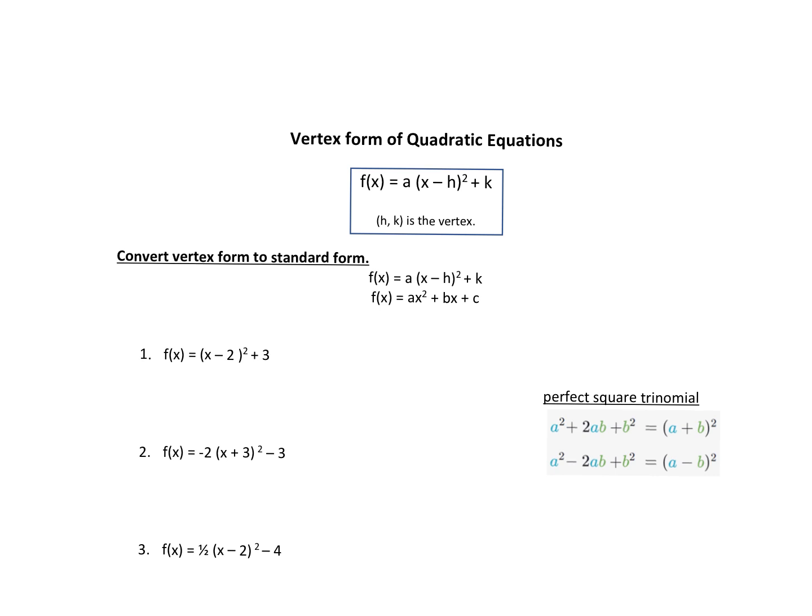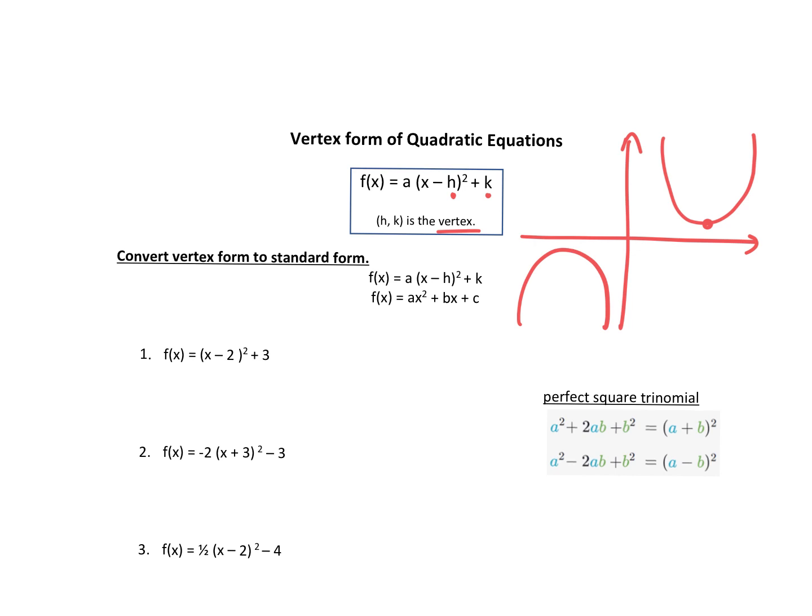the vertex form, right? f of x will be equivalent to a times (x minus h) squared, and add k. So it's a pair that you can see, the h and the k in the equation, which is the vertex, right? It's a point of the parabola. So the lowest point or the highest point of the parabola is the vertex. Okay, so we are given a vertex form, and we try to convert it back to the standard form.